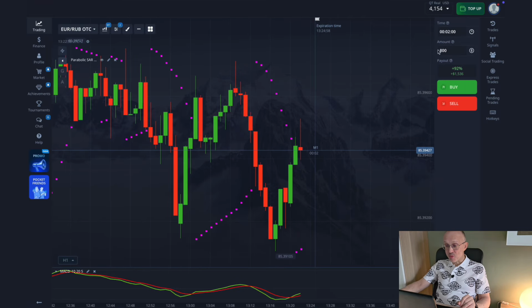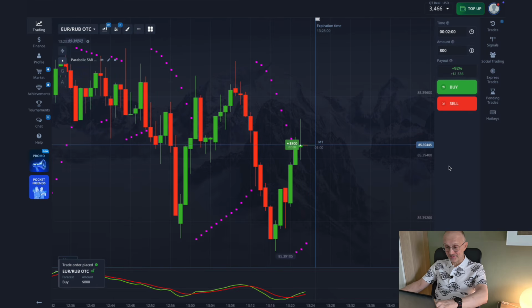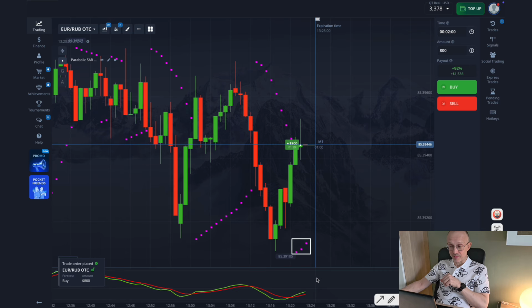There's an interesting moment forming on the chart. With an expiration of 2 minutes, I'm opening a long trade for $800. After a short correction, the market confidently resumed its upward movement. The candles are getting longer, the momentum is strengthening, and the chart is once again forming a clear sequence of growth. This behavior indicates that the correction was only a temporary pause before the continuation of the main trend.